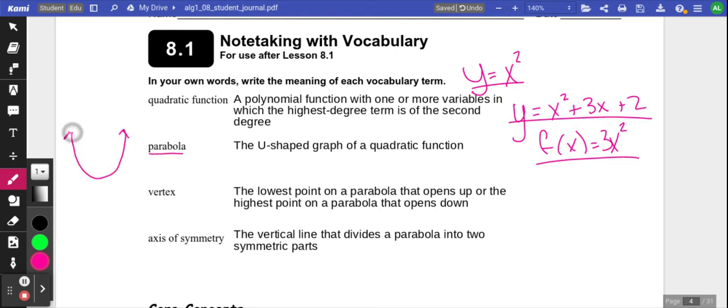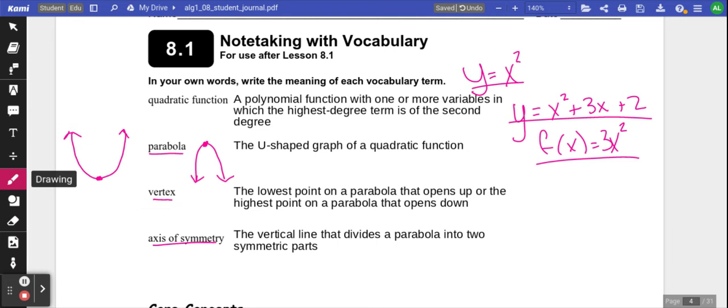So parabola is the shape. That's not a great one. All right, this U-shaped graph that we get when we graph a quadratic function. And there are 2 points that we need to talk about. Really, our main focus for today are these 2 words right here, vertex and axis of symmetry. So vertex is the point. It's either the lowest point on one like this that opens up, or the highest point on one like this that opens down. So that's our vertex.